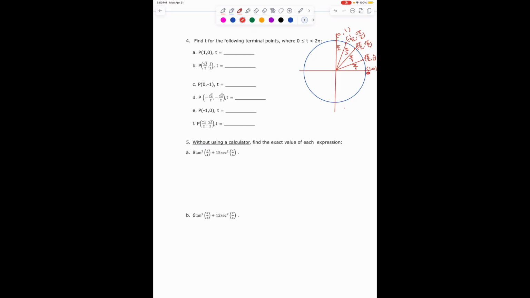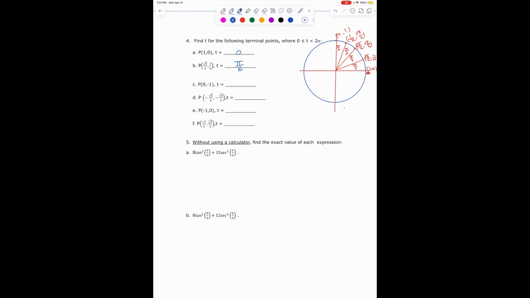So the first point, P, is 1 and 0. As you can see, this is this point right here. So the angle t is going to be 0 radians. The next point is square root of 3 over 2 and 1/2. This is basically this line right here, which leads us to the angle pi over 6.